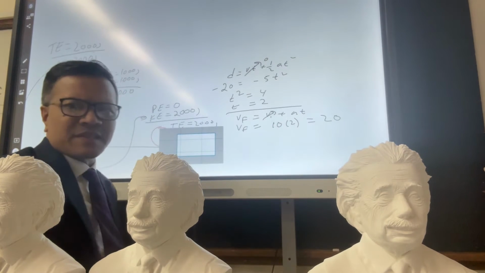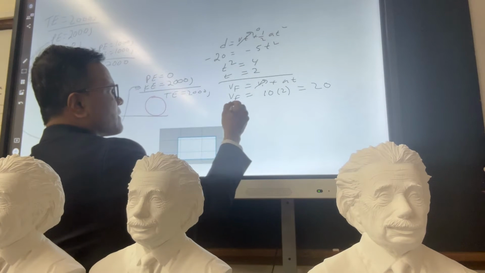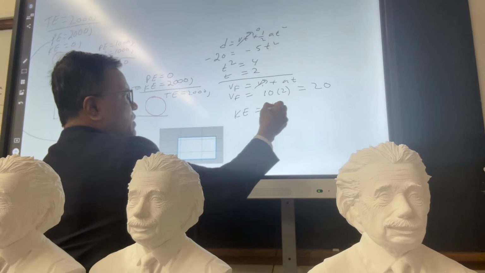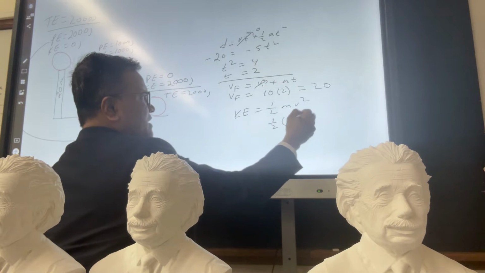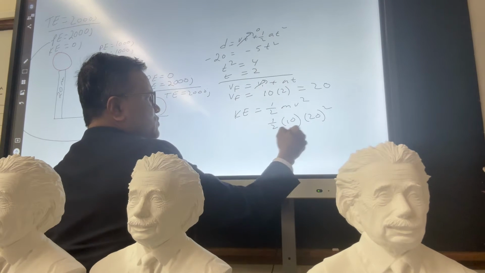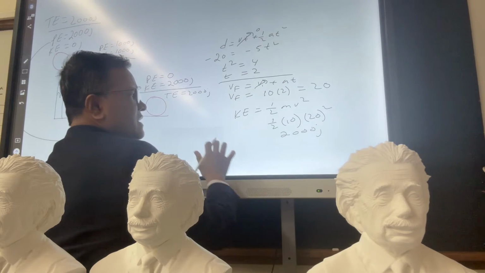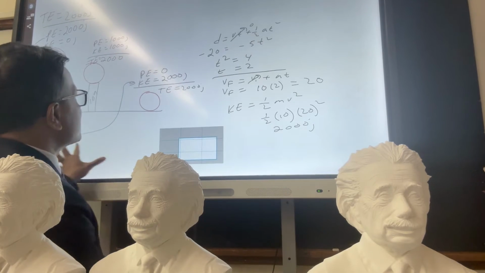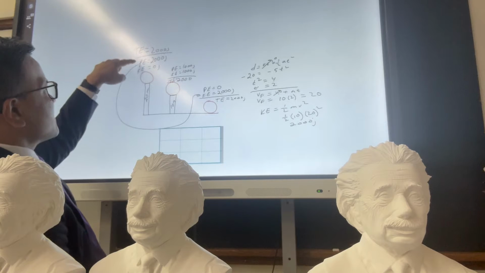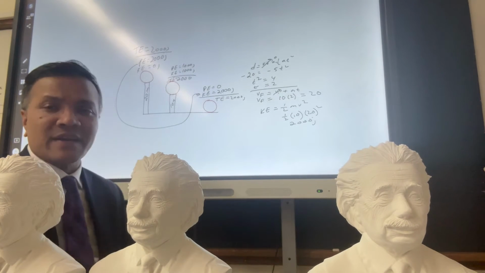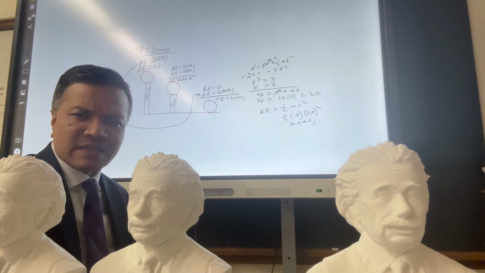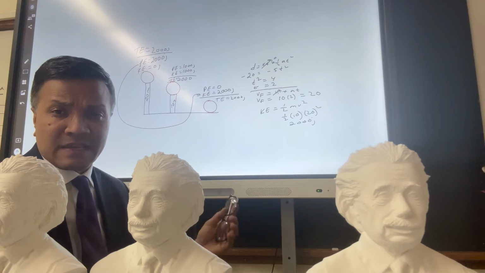With that, you can find the kinetic energy. How? Kinetic energy is half mv squared. So half m is of course 10 and 20 squared. So 2000 joule. That's how all potential energy over here becomes kinetic energy over there. Okay, now let's dive in. We're gonna make the case a little difficult and interesting, and let's see how that goes.